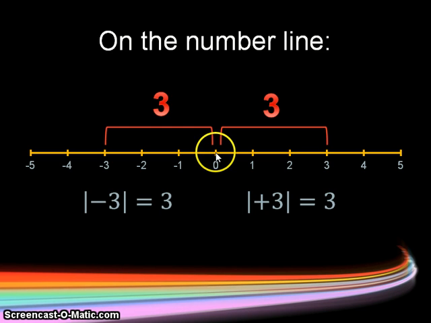Now let us illustrate the absolute value of a number using the number line. So if we have 0 as a starting point and we have negative 3 here, let's get the absolute value of negative 3. What is the distance from 0 to negative 3? That is 3. And if we are to get the absolute value of positive 3, what is the distance from 0 to positive 3? That is also 3. So the absolute value of negative 3 and positive 3 is the same. It is the number 3.